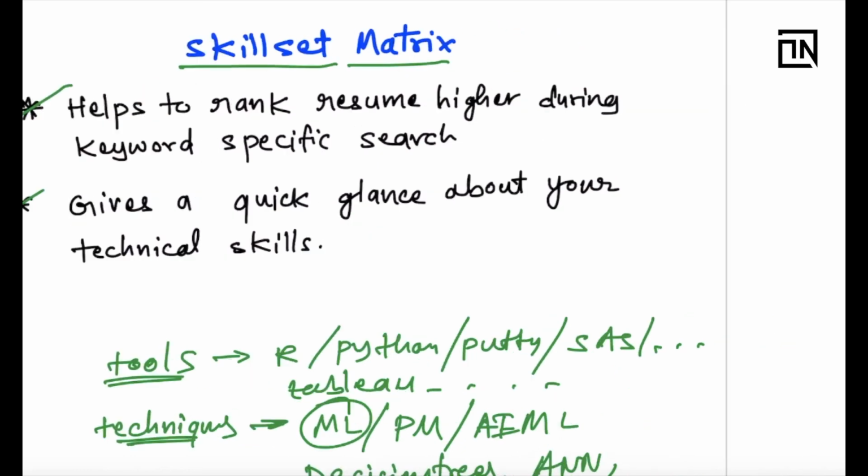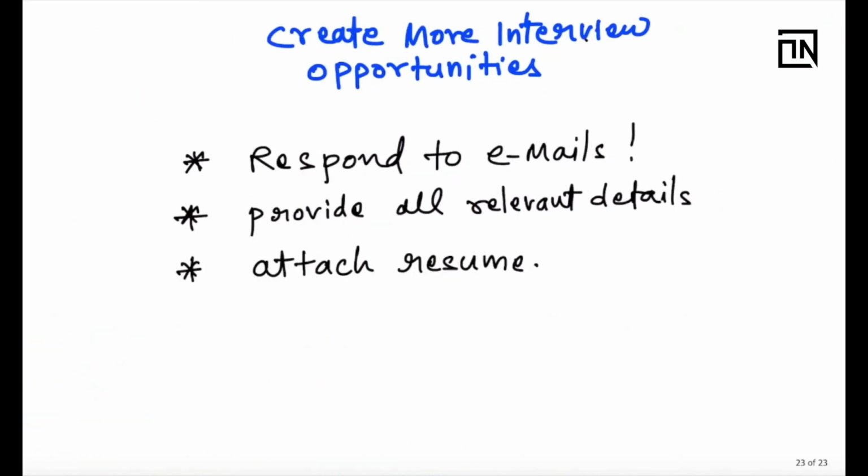Okay, then how do you create more interview opportunity? So you have done everything, you have changed your resume, you have put down enough keywords in that, you have updated the resume headline, you have uploaded your resume, you have also updated the skill set matrix, and everything is done. But how do you get the interview opportunities? By responding to emails maximum number of times. It's a human psychology thing.